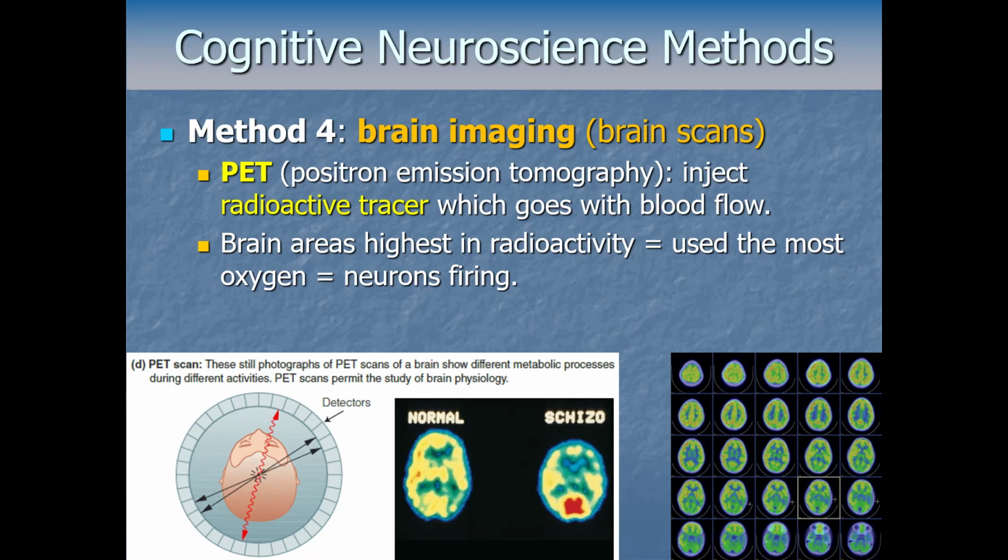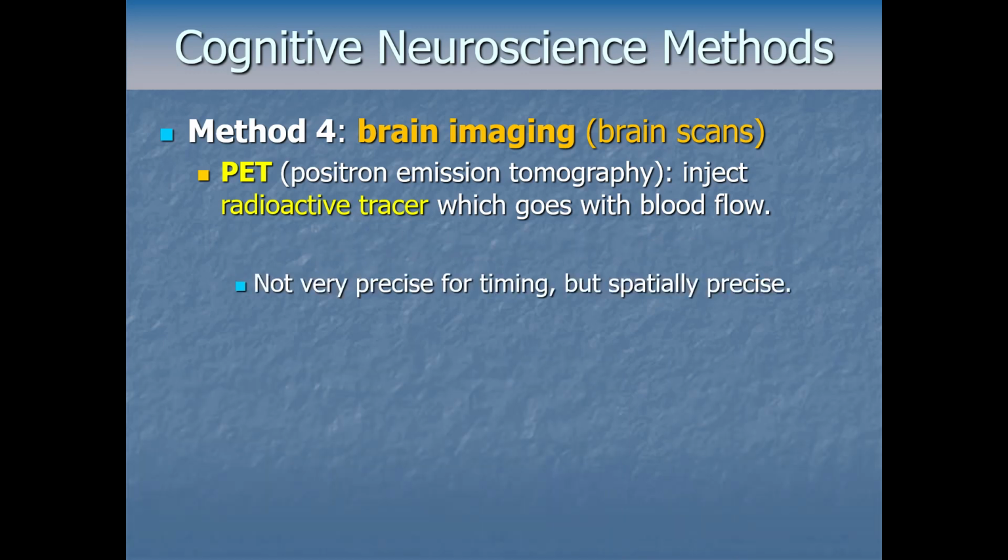Now, waiting on blood flow means it's not very precise for timing of neural activity, but it is precise spatially. Location of activity, we can get pretty good here.